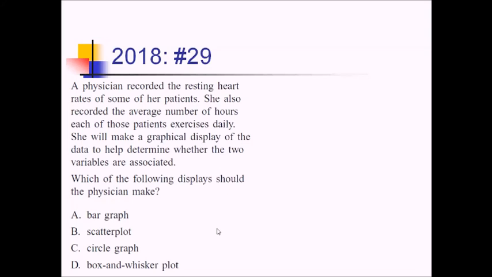For number 29, we have a physician recording resting heart rate and also the average number of hours each person exercised. She wants to make a display of the data to help determine if the variables are associated. Which display here should she use? So this is where you've got to know your data structures and what they're useful for. So we're looking for things that would help us determine if there's an association or relationship between two variables. Now, out of all of these, the scatter plot is really the best one for determining that.